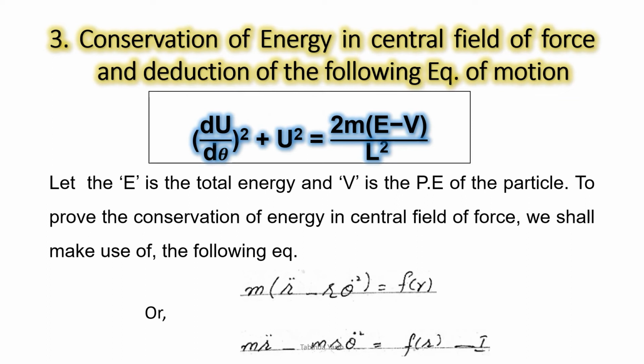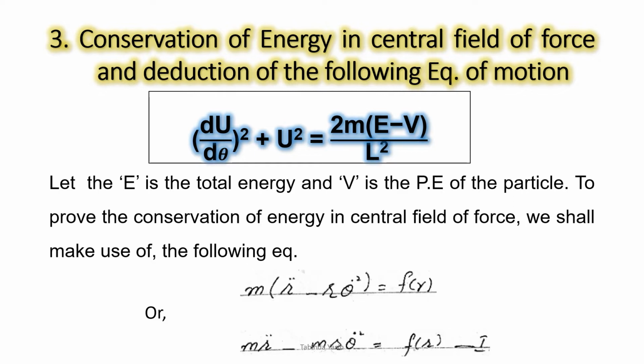Now the third equation is conservation of energy in a central field of force, and deduction of the following equation of motion, that is d square u over d theta square plus u is equal to 2m into E minus V over L square. Here capital E is the total energy, and V is the potential energy.